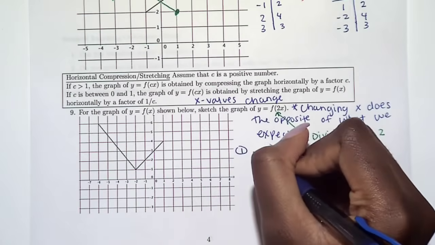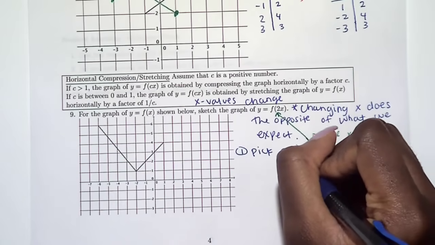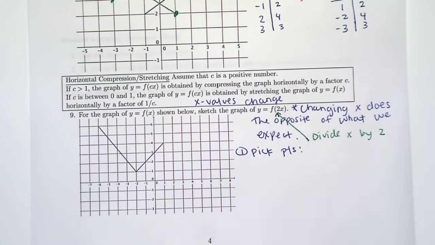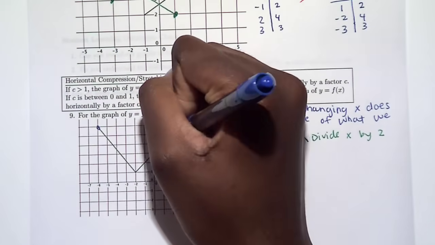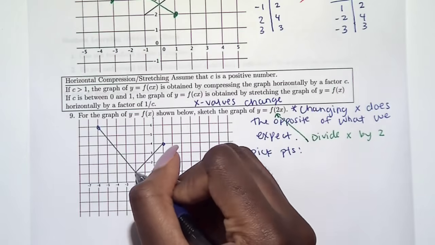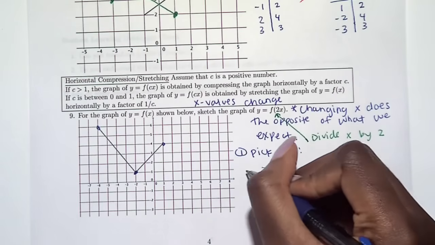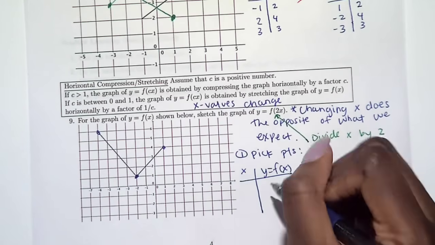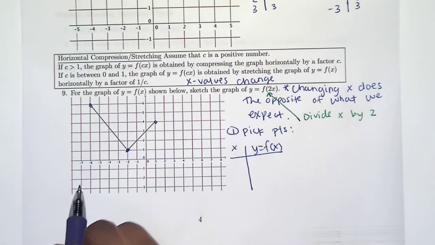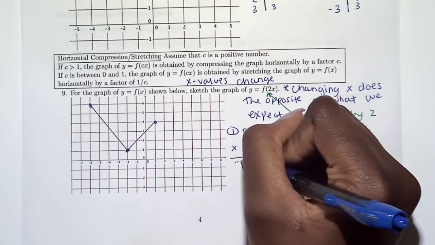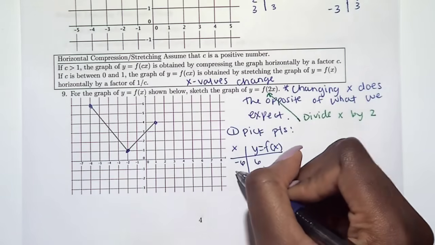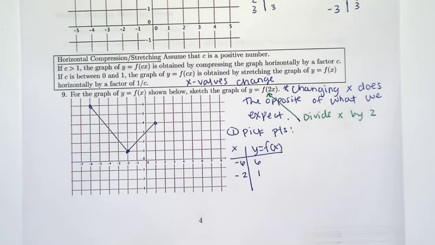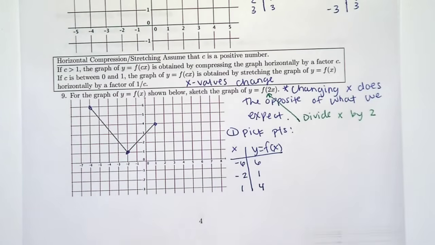So first things first, let's pick our points. Again, you can pick as many or as few as you want, but you want to be able to draw the shape correctly. So typically the end points and any points or dips in the middle are helpful. Okay, so let's write down our x and y values. So we got (-6, 6), (-2, 1), and (1, 4).